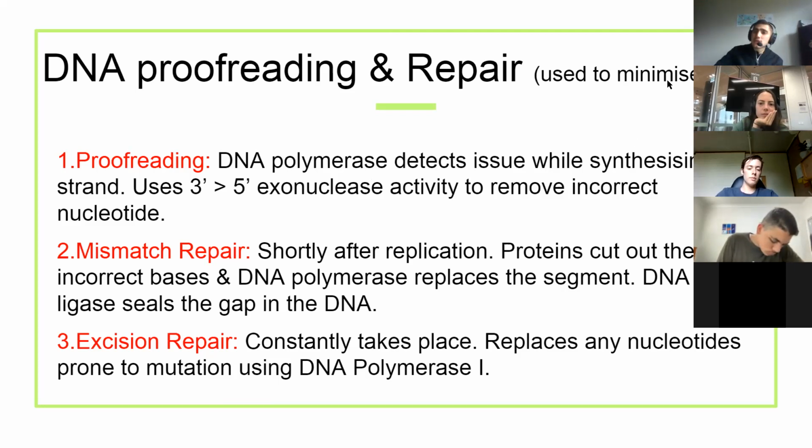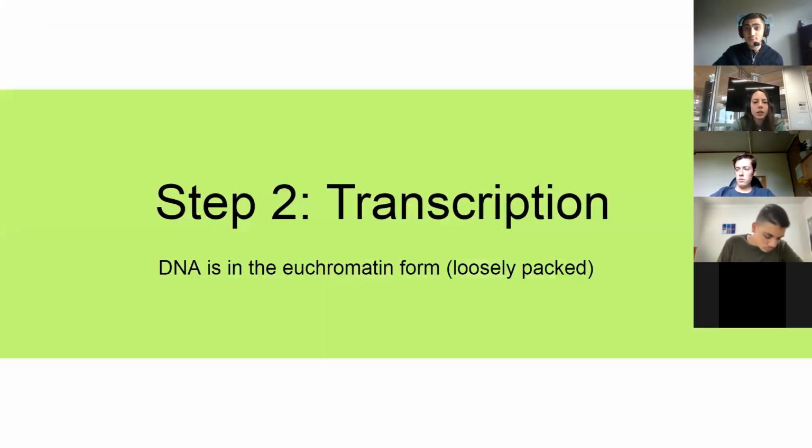Another thing we have is mismatch repair, where straight after replication, proteins cut out incorrect bases from the DNA strand, and DNA polymerase goes back and replaces them. And the final one is excision repair, which constantly happens, and we replace any nucleotides that aren't necessarily wrong, just prone to mutation. And we use DNA polymerase 1 to do that. So that's step 1. It's pretty heavy, but that's step 1, done.